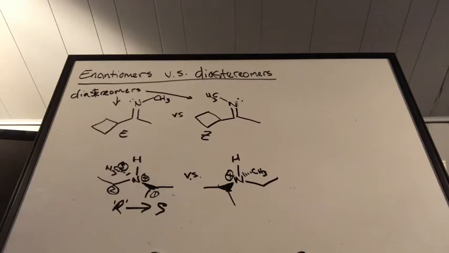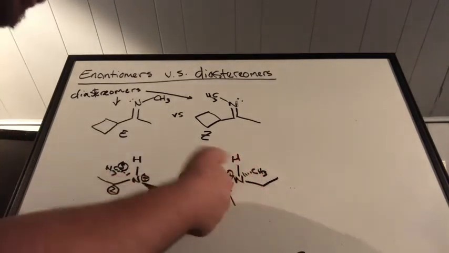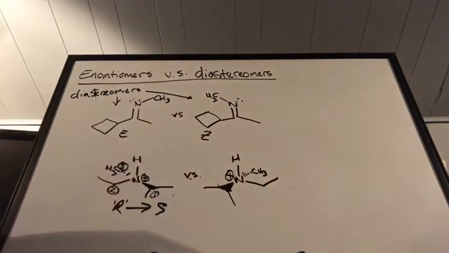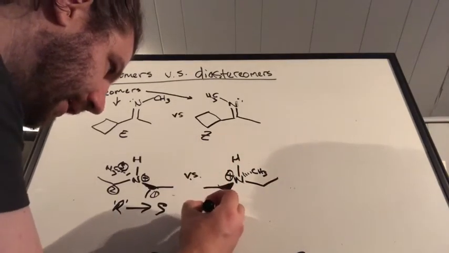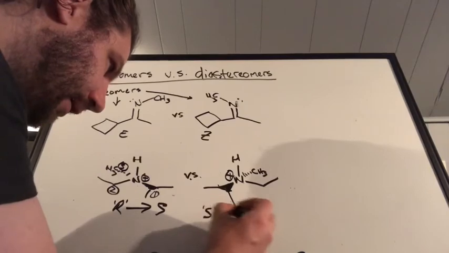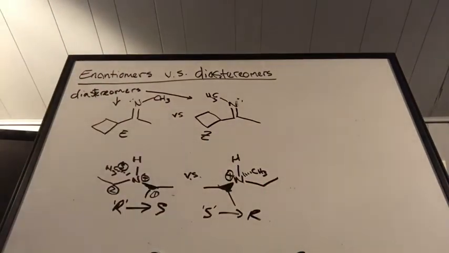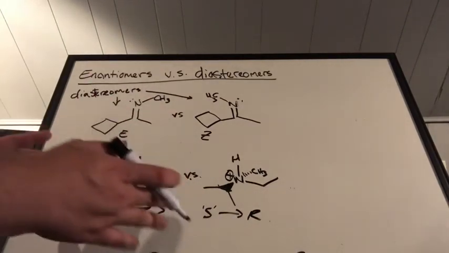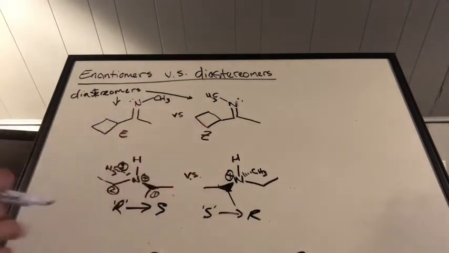So once again, looking at things two-dimensionally, it's going to go 1, 2, 3, which as it appears looks like S, but again we need to flip it because that hydrogen is on the wrong side of the plane. So it's really going to be R. So this is going to be S, this is going to be R, just one stereocenter that's being inverted. So in other words, these are S and R enantiomers of one another.